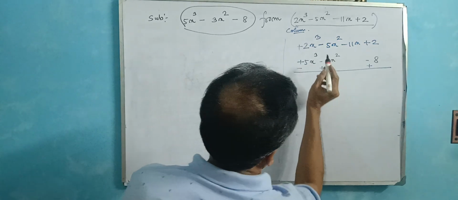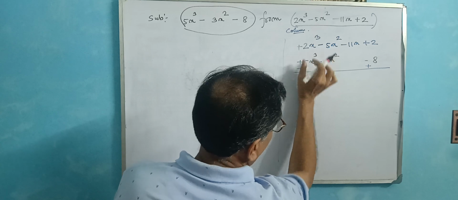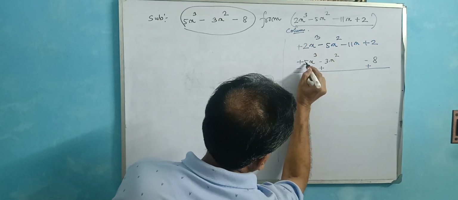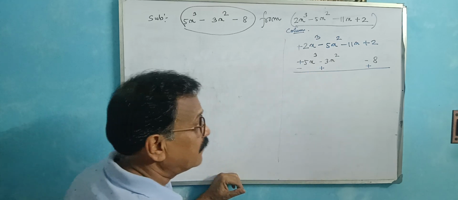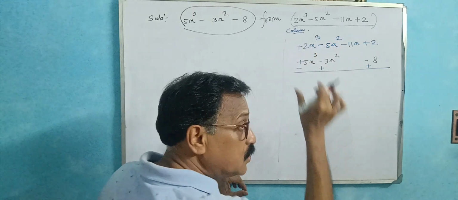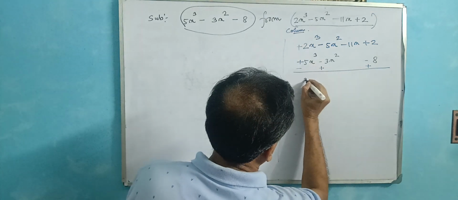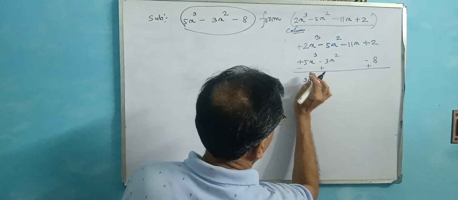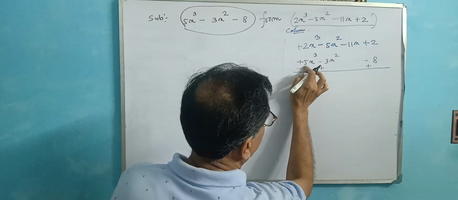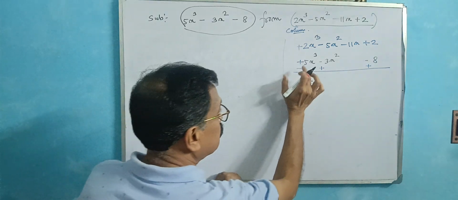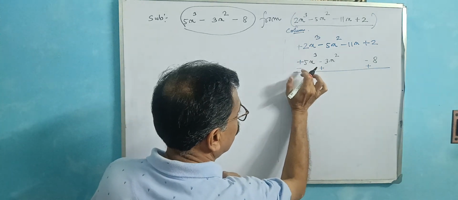Here this is x cube. They say like term always in the same order, same column. So now what is the sign of 5x cube? Now minus, and here is plus. Opposite sign, sub. So 5 minus 3, 2x cube, and 5 is greater. What is the sign of 5? Not plus, minus. Now the sign is minus.